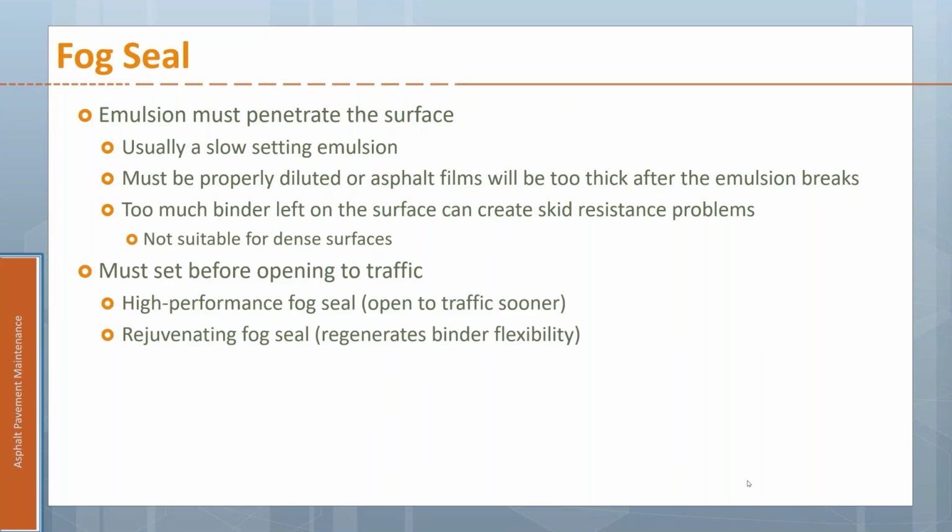Now, we do have to wait for this to set up before opening to traffic. So there are lots of varieties of fog seals. There are some that are high performance fog seals. That's going to have an additive in it that will make it cost a little bit more, but it's going to allow us to open to traffic sooner. A rejuvenating fog seal is going to help regenerate some of the binder flexibility for the asphalt that's already in that mix. And that's just a little additional chemical that's going to help it bond and kind of liven up that older binder.